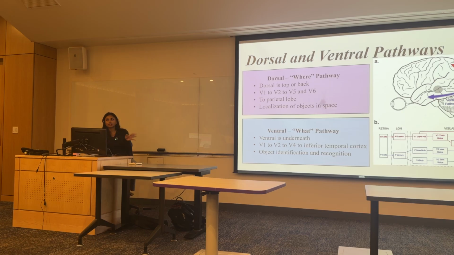and then V6. Not too important, but what I said before about light coming in and then your brain going from V1 to V2, that doesn't really happen, but when it's going back to the rest of your body, it does follow a pathway. So this goes eventually to the parietal lobe, which is responsible for your perception of location, I guess. And this helps with localization of objects in space. And then you have your ventral, which is your what pathway, and ventral means underneath, towards the bottom. This goes from V1 to V2 to V4, and then a part of your temporal lobe called the inferior temporal cortex. And this is responsible for object identification and recognition.